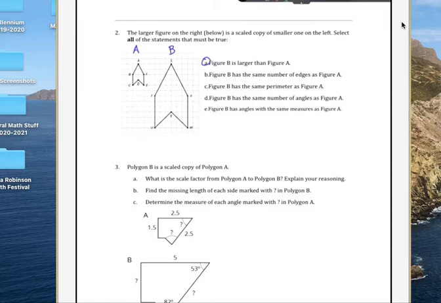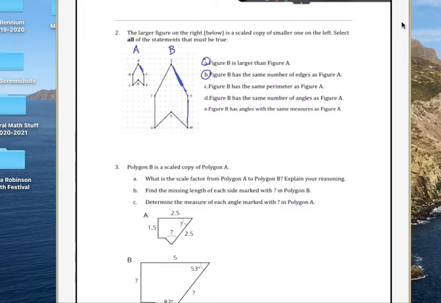Figure B has the same number of edges as figure A. Yeah, it definitely does. If it didn't, it wouldn't be a scaled copy. It would look like a different shape. So it has to have the same number of edges, and edges, again, are the sides that make it up. Figure B has the same perimeter as A. Well, you can see from the picture that these sides in figure B are much longer than the corresponding sides in figure A. So that can't be true. I'm not going to circle that one.